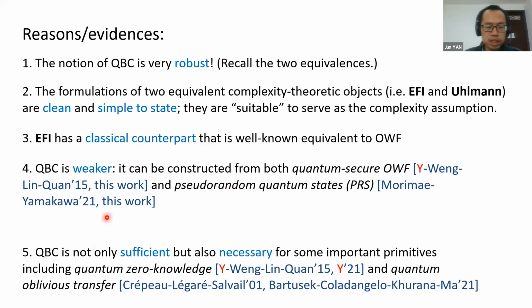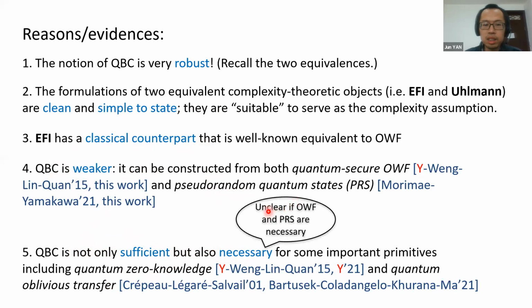The fifth is that QBC is not only sufficient, but also necessary for some important primitives, including quantum zero knowledge and oblivious transfer. In contrast, it is unclear if one-way functions or pseudo-random quantum states are necessary for cryptographic applications.